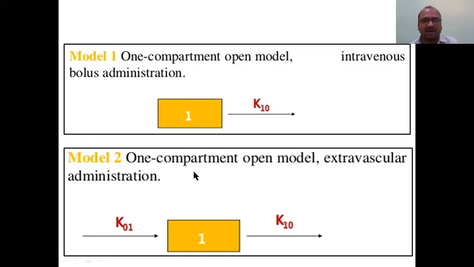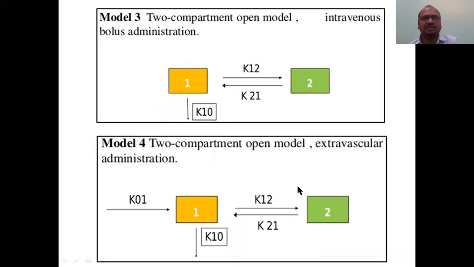See this one, 1 compartment, open model. Why? Because elimination is there. Absorption is also there. That's why it is called extravascular administration, right? And now model 3. There are 2 compartments. See here, 2 compartments. Intravenous bolus administration because no absorption. See here, no absorption. That's why it is an IV route. Elimination is there. That's why it is called an open model. 2 compartments are there, 1, 2. Like that.